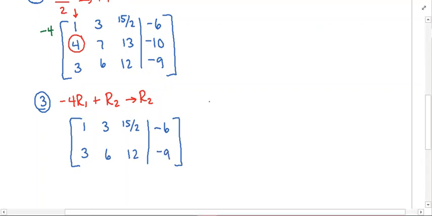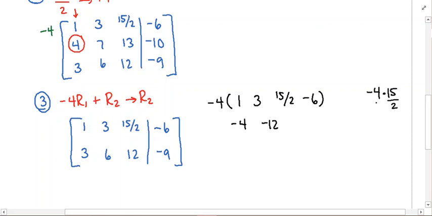We're going to do negative 4 times row 1. So everybody in the first row gets multiplied by negative 4. That's going to be negative 4, negative 12. Over here we're going to have negative 4 times 15 halves. Remember, put that negative 4 over 1, multiply across the top and across the bottom. That's going to be negative 60 over 2. That's negative 30. And then negative 4 times negative 6 is positive 24.